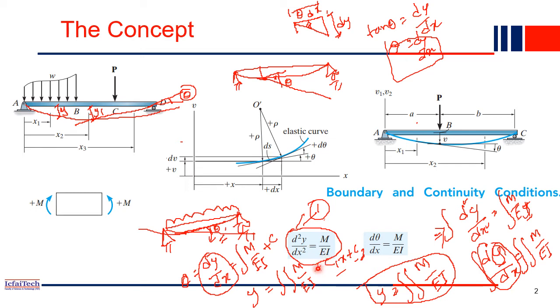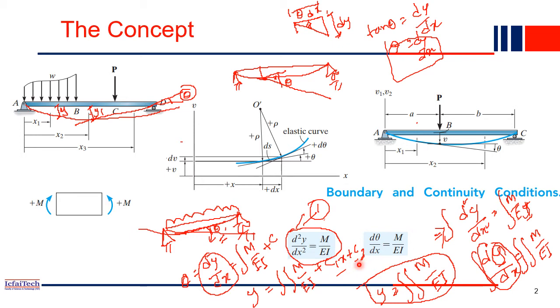So ultimately, this is your main equation. If you integrate it once, you get dy/dx, which is nothing but theta, the slope. If you integrate again, you get y, which is our deflection. When you integrate two times, you are introducing two constants in the equation, c1 and c2.